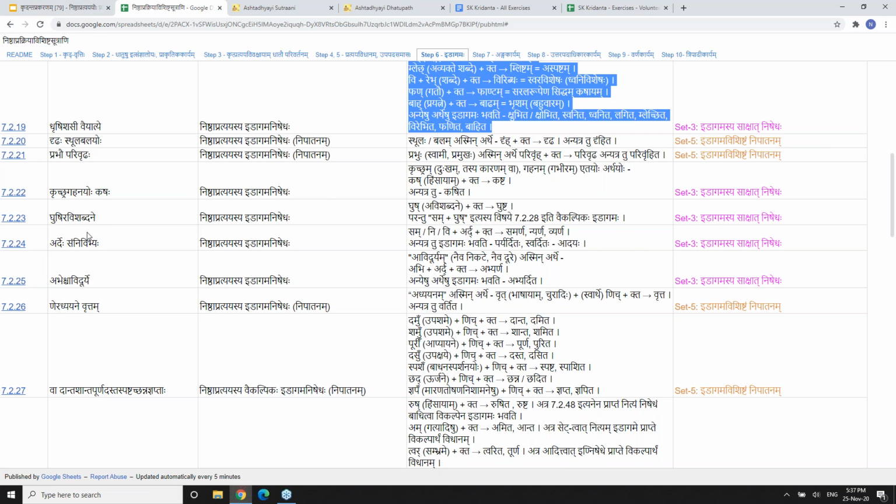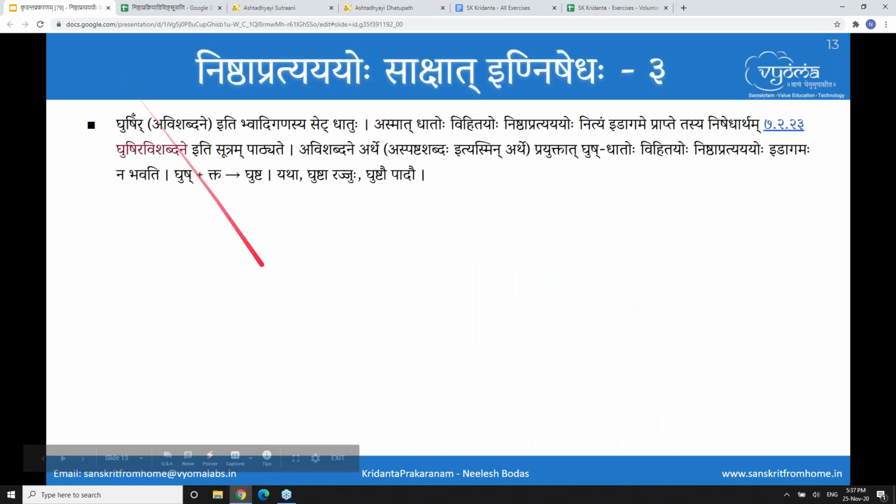Ghushir avishabdane. This is the only sutram that requires probably next 10-15 minutes of discussion. Otherwise, all the remaining sutras in today's class are extremely easy. So Ghushir avishabdane, lots of circus is there in this particular sutram. Let's go slow and let's understand this. Ghushir avishabdane iti bhvadiganasya set dhatuhu asti.